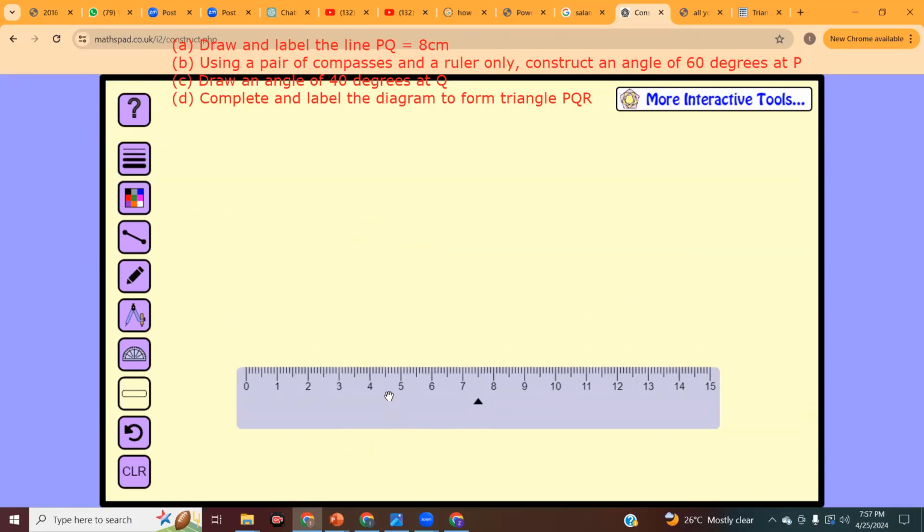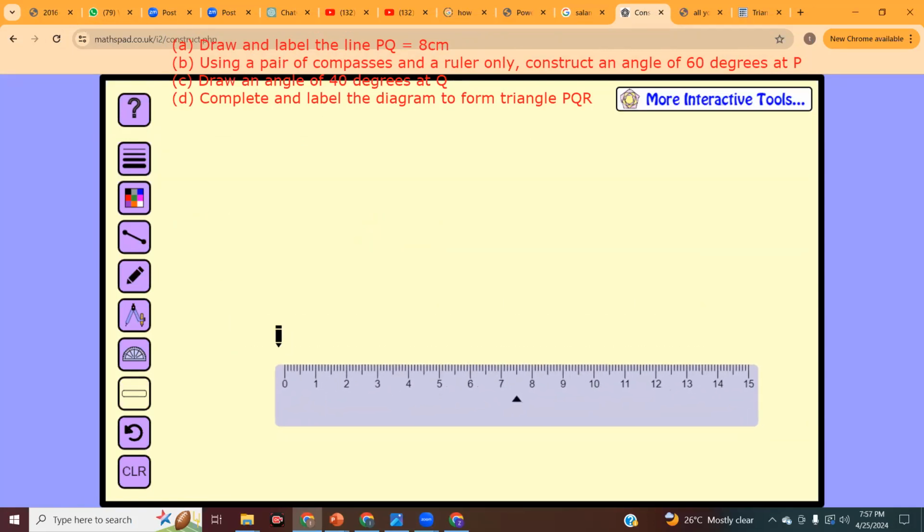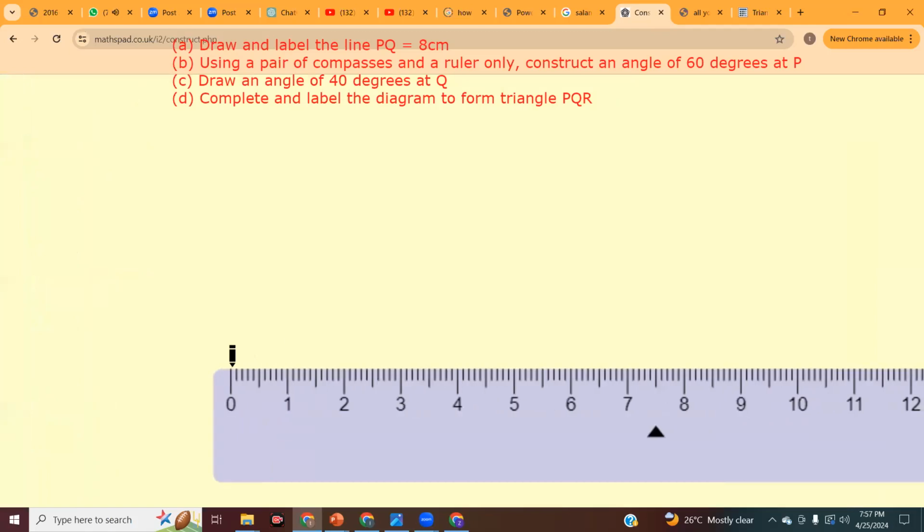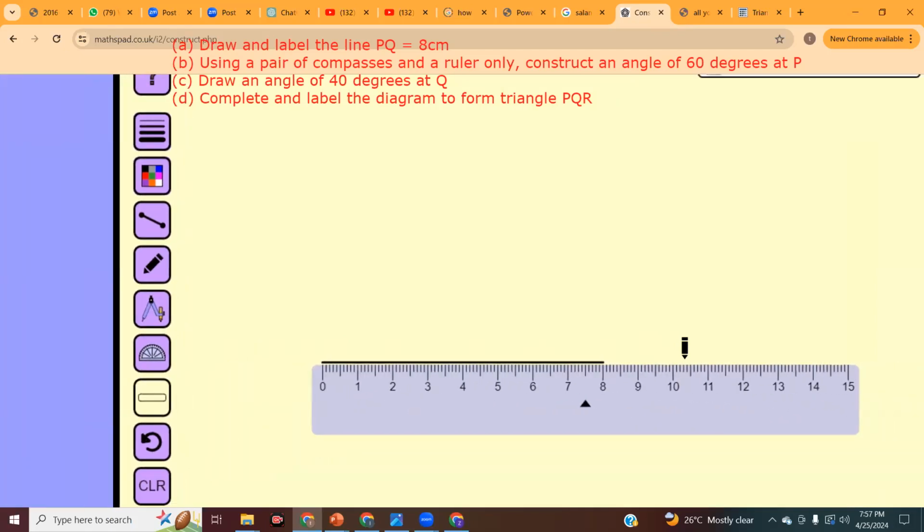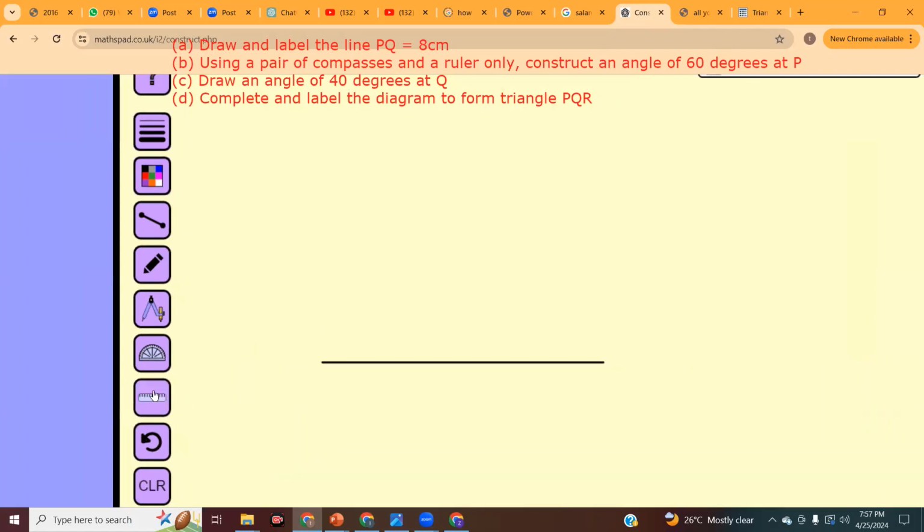We're going to draw and label the line PQ, and it has to be 8 centimeters, right? So from here to here is 8 centimeters. Then using a pair of compasses and ruler only, construct a 60-degree angle at P. So you have to label it, right? We have to label this thing PQ. So we're going to label this part P. I'm going to label this part Q. And it has to be 8 centimeters, right? So label this PQ.